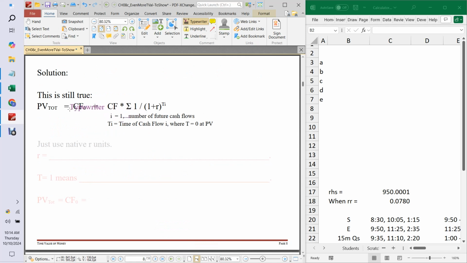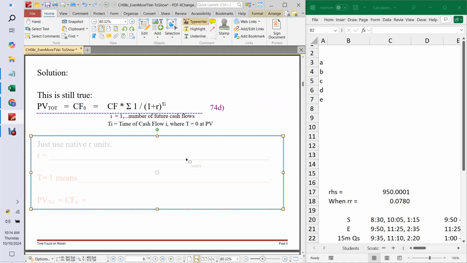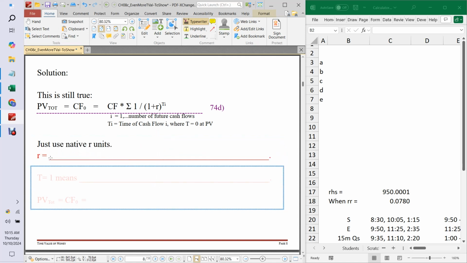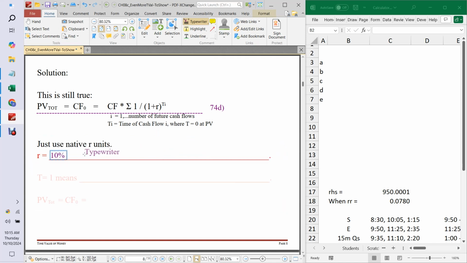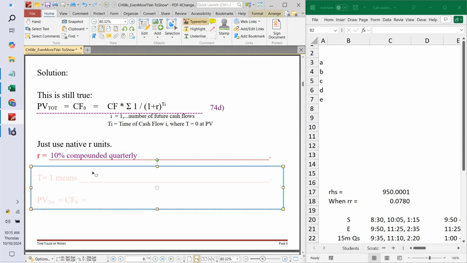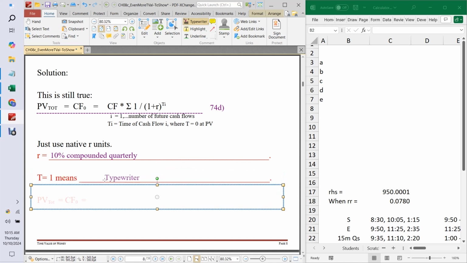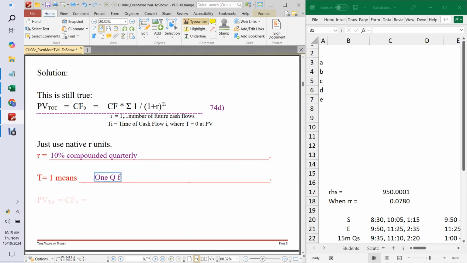All right, so our fundamental discounting equation simplified for uniform future payments, 74D, still applies. It's still true. We're just using different time units. We're just computing in inches compared to feet, quarters as compared to years. So 74E would also work. I'm going to solve it with 74D. You can verify it with 74E, okay? So we're just going to use our native units. So like we said on the prior page, R equals 10% compounded quarterly. And T equal 1, of course, means 1 quarter from now.